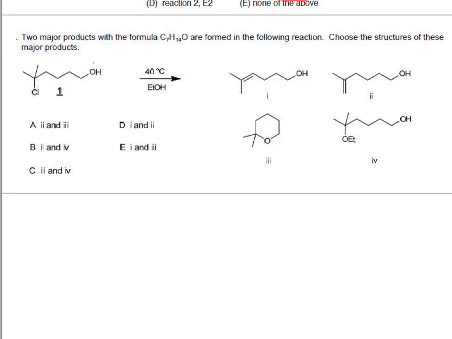The question asks you, two major products with the formula are formed in the following reaction, and you have to choose the structures of these major products. So what are the options? Now realize, what do we have? We have an OH in the system. We have a good leaving group. Now that good leaving group, ethanol, is a protic solvent, of course.